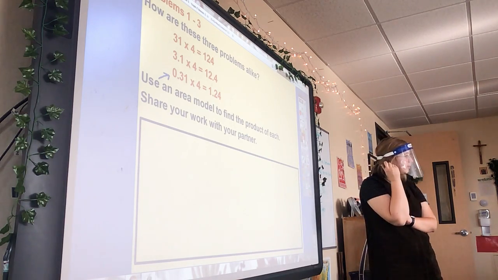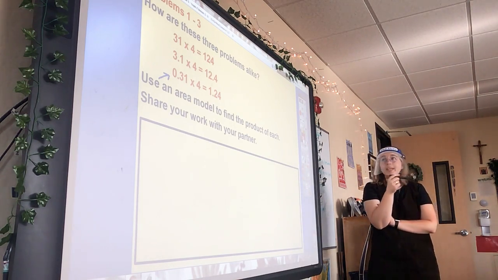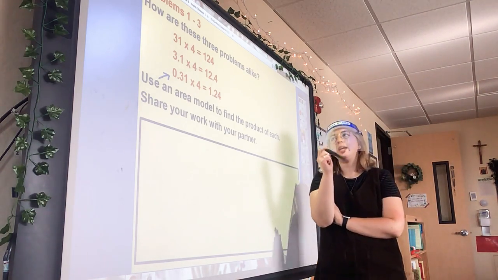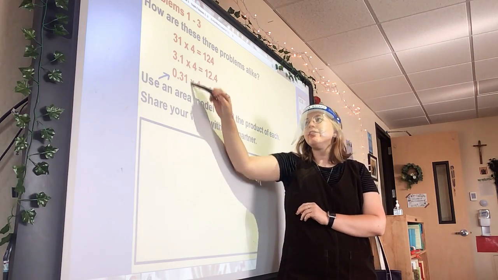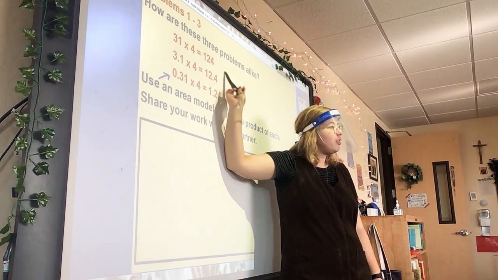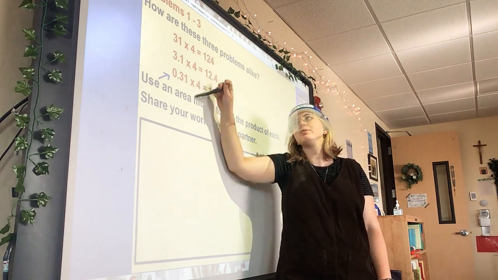Jackson? They're all being multiplied by 4. Good, yeah, they're all being multiplied by the same whole number, which is important to notice, right? Because even though they're all being multiplied by the same thing, since a decimal is being thrown in there, it's going to change the value of the number, even if they're all being multiplied by the same thing.